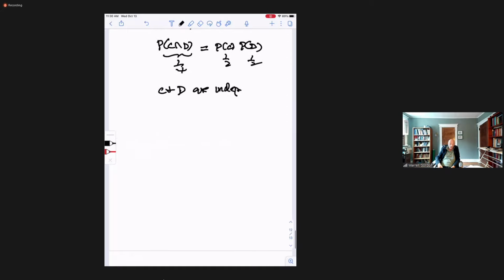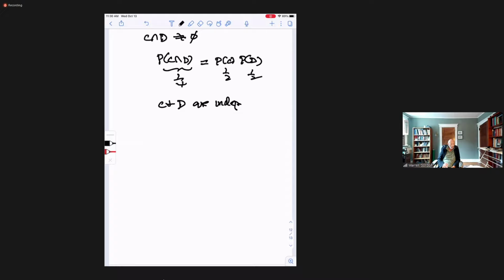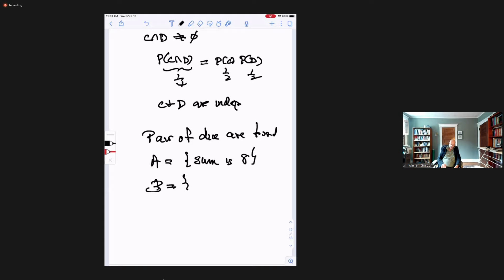Now, let's look at the following question. Suppose I toss a pair of dice, okay? And I define two events. Where are my events? I prepared these in advance. A, their sum is 8, the sum of the spots. B, the first die, think of there being separate dice, one is red and one is blue. I'll call one the first die. The first die is the number 3.